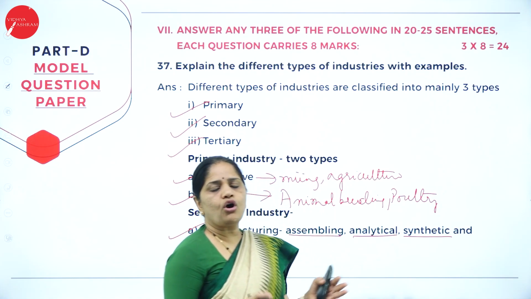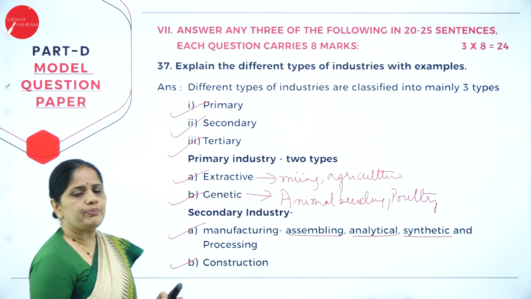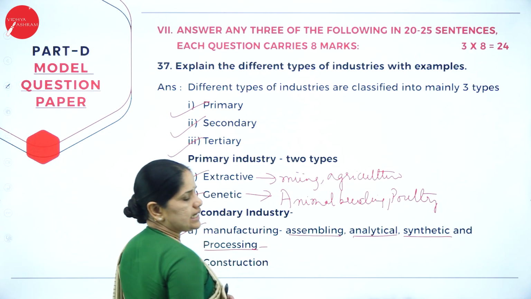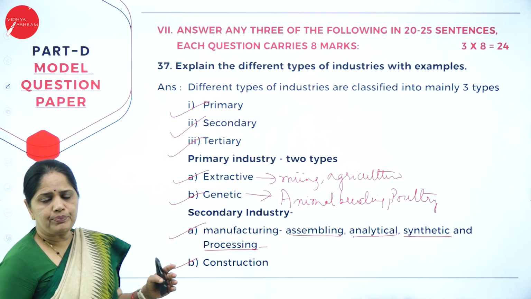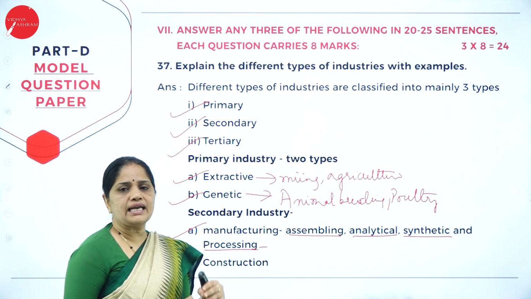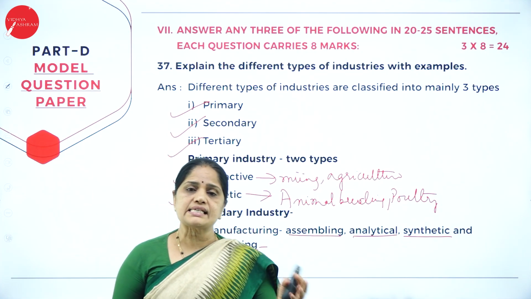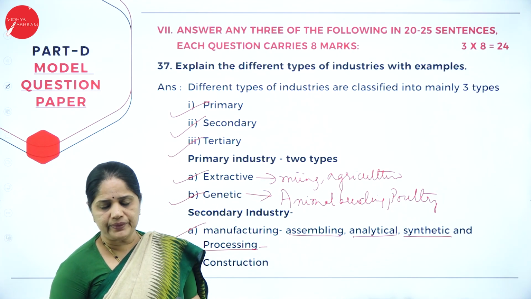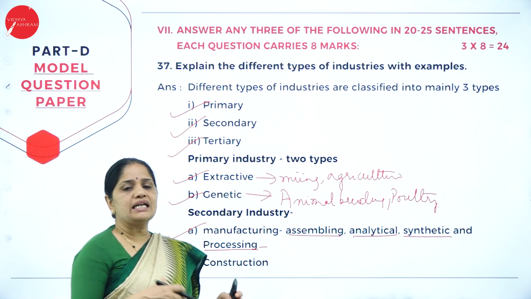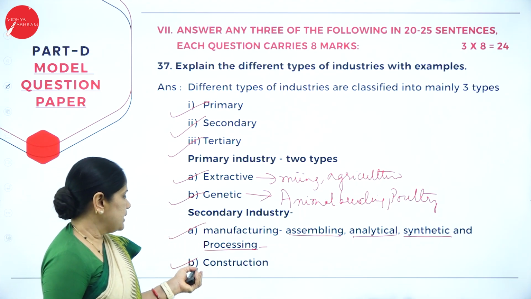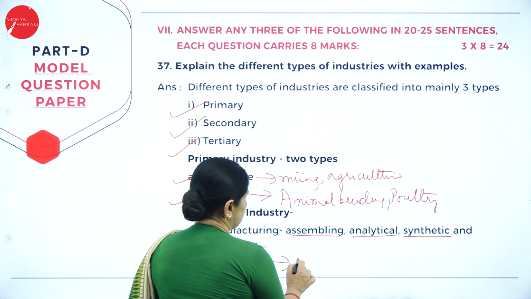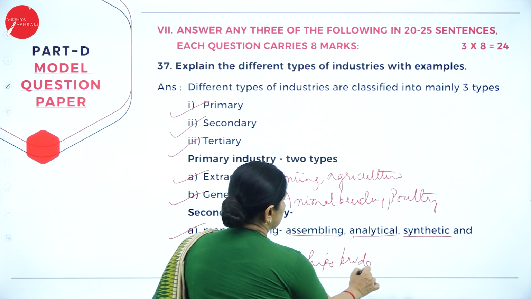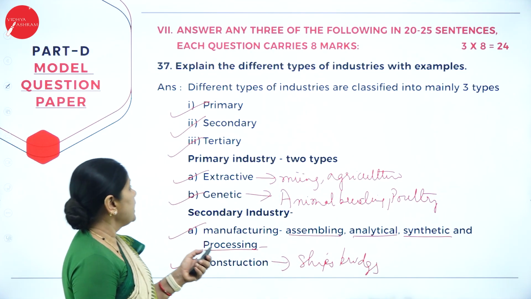Then we have the synthetic industry, where 2 or more compounds come together and form a new product, for example the cement industry. And then we have the processing industry, where, for example, the sugar cane undergoes a process and gets converted into sugar, and then whatever residual we get from the process of sugar gets converted into paper. Then we have the construction industry. So the construction of ships, bridges, etc. All these come under the construction industry.